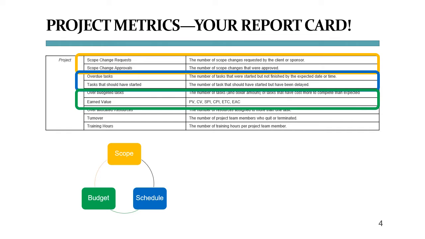The final area is people management. Are people working too much? If there is overtime, is that overtime being paid, or is it discretionary? Meaning, is it just something that your people do to get all the work done? Is there turnover on your project, meaning how many team members have quit or were let go? And finally, do you make sure that each team member gets training to help them learn new things that will further their career?